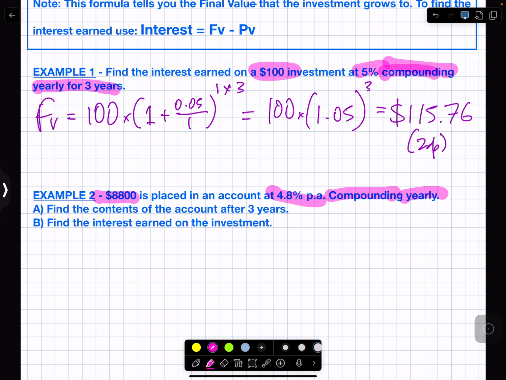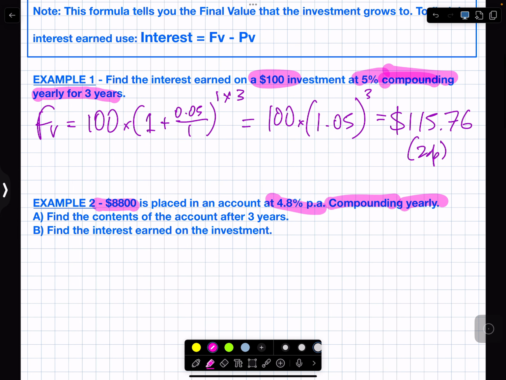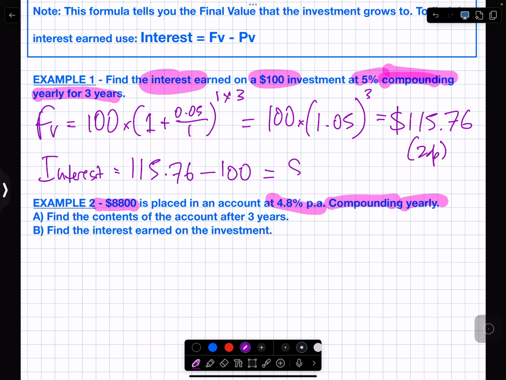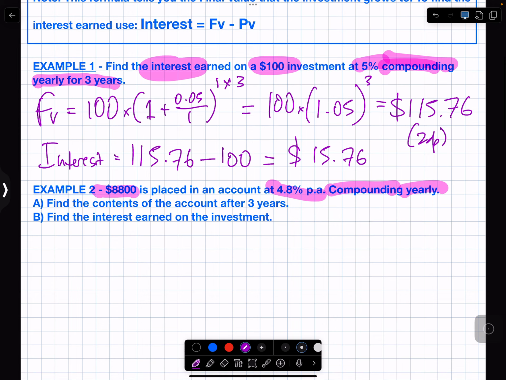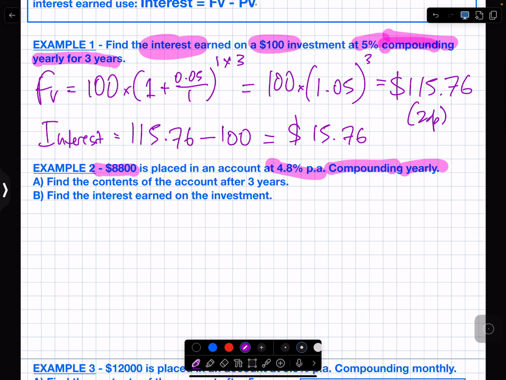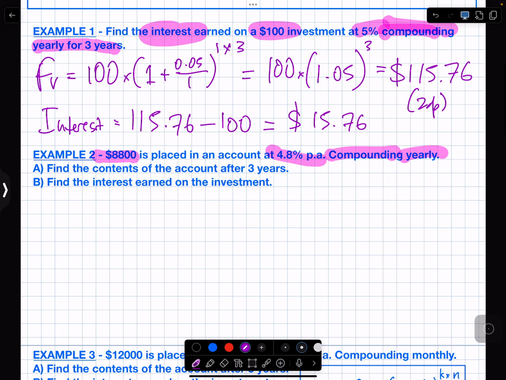Oh, we haven't answered 1 yet. Sorry, my bad. It's asking for find the interest earned. What this is the total amount. So the interest earned is going to be FV, what it grew to, $115.76, minus what you put in the first place. So it earned $15.76 of interest. Read the question.